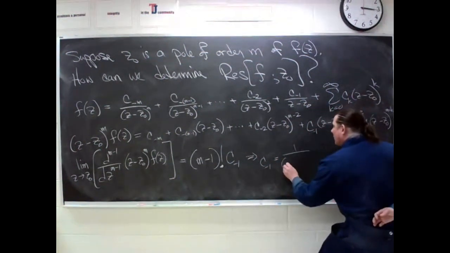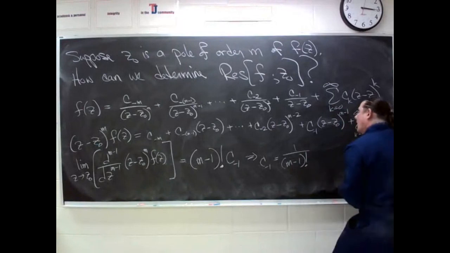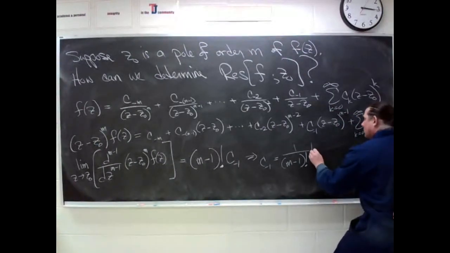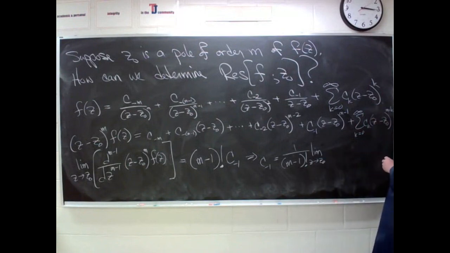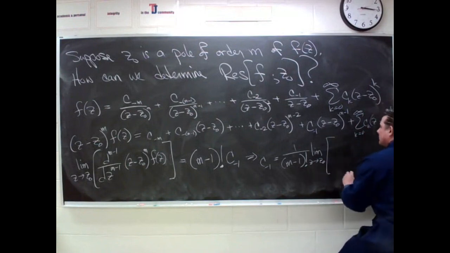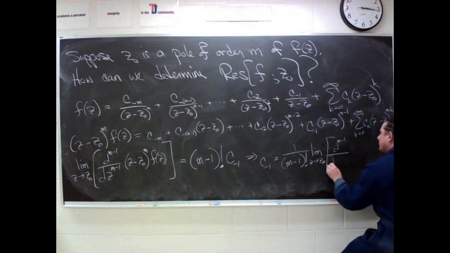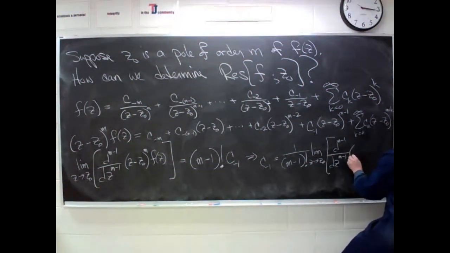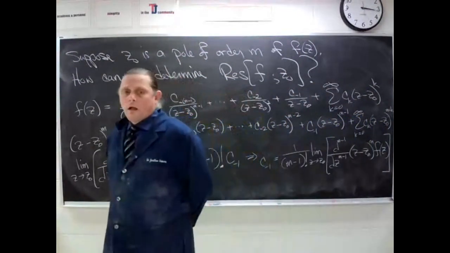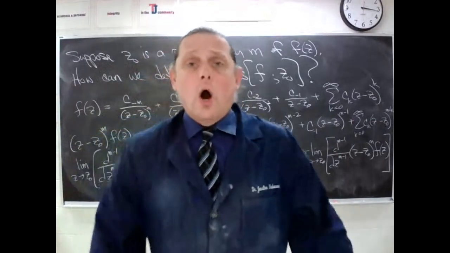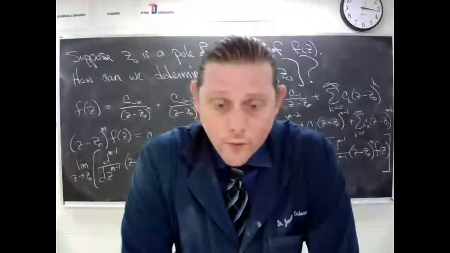It's 1 over m minus 1 factorial, limit as z approaches z naught, m minus 1 derivatives, just like that. All right, and that's going to be our residue formula.